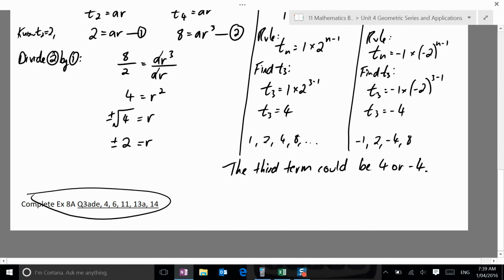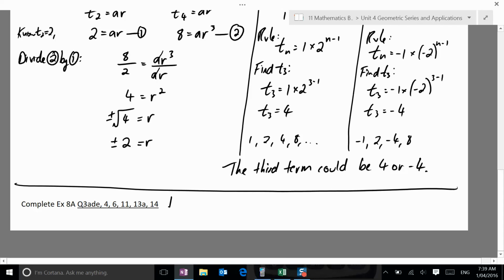How we get these questions, just a hint for some of these. If I've got, like, r to the power 4 equals 1, r would be plus or minus the 4th root of 1. But if I had r to the power 5 equals 1, r would just be the 5th root of 1. So plus or minus for even powers only. And you can think about why that's the case with squares and cubes.